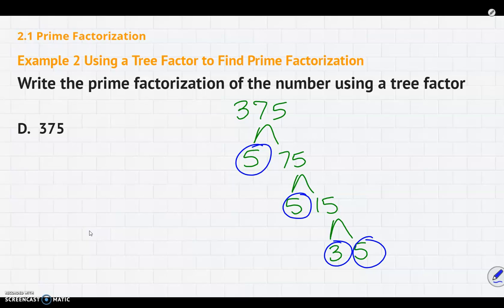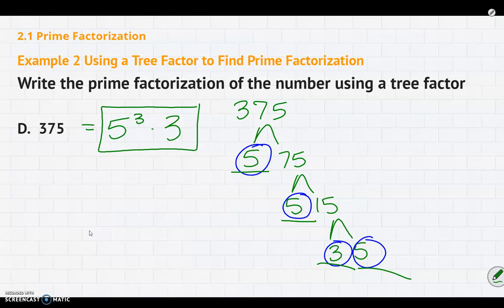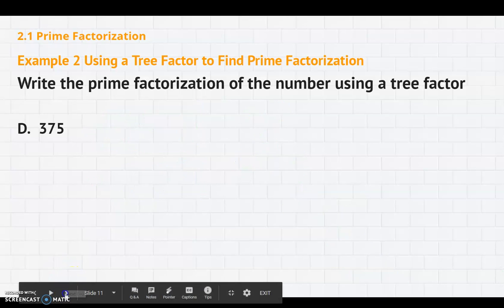Okay. So let's write this. I've gone as far as I can. Let's write this as a product of prime factors. Well, I have 1, 2, 3 of these 5s, so that's 5 to the third power, times, I only have 1 of these 3s. So 5 to the third times 3 is the prime factorization, or, again, you could put it in order and go 3 times 5 to the third, just smallest factor to largest factor. Okay, either of those answers are perfectly acceptable.